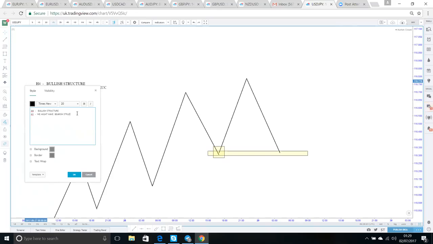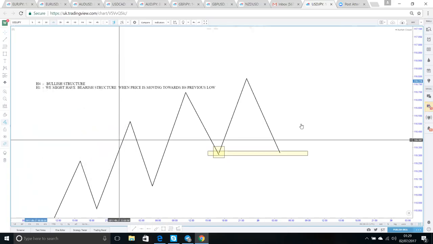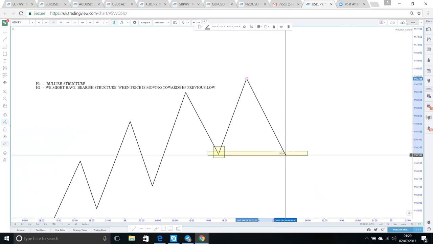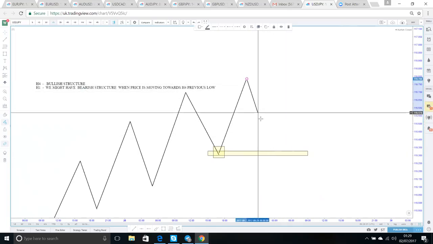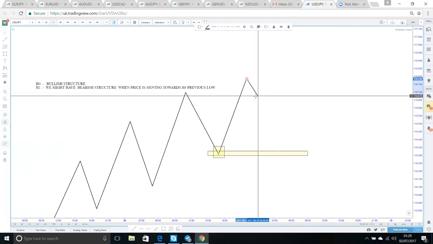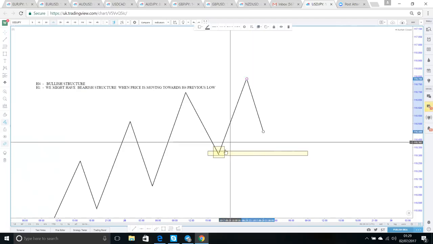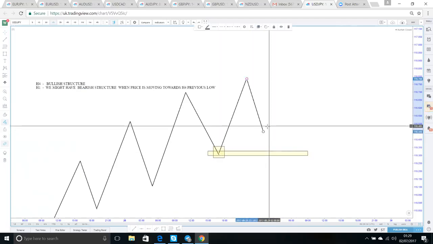When price is moving towards the H4 previous low, you guys understand this, guys? When this move began and the price was going to the downside, retracing, testing the previous structure, the previous low, H4 remains still valid and its structure remains bullish. It's a bullish structure because remember this is the low. But on an H1, we will definitely have a bearish structure.